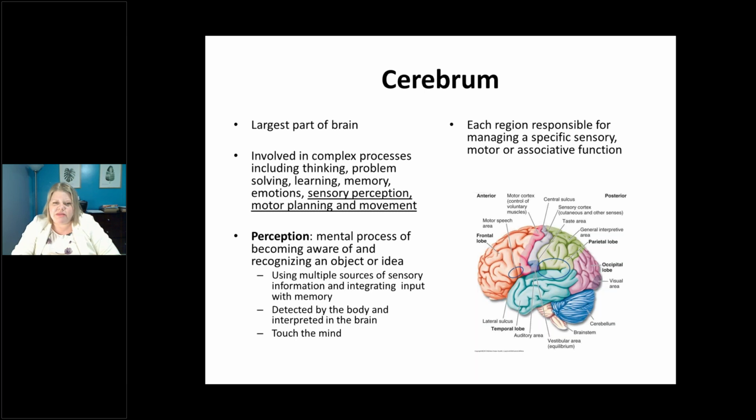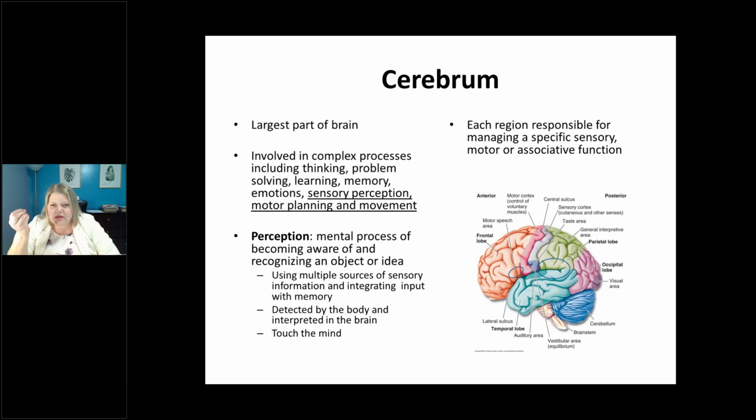Perception is defined as the mental process of becoming aware of and recognizing an object or an idea. Right? It kind of comes down to everything's perception because it can have a lot of connection and associations with past experiences, memories, and it's utilizing multiple sources of sensory information and integrating this information with input from the memory to decide or become aware of an object. Your textbook gives the example of recognizing a lemon, right?